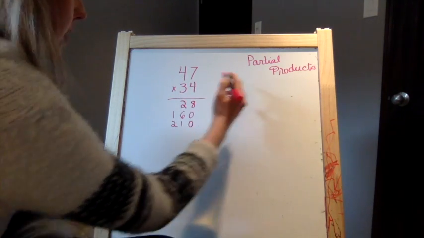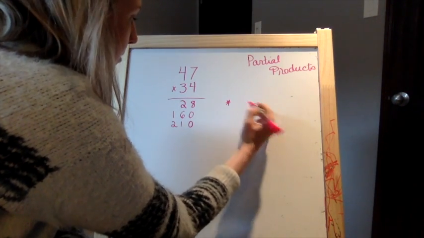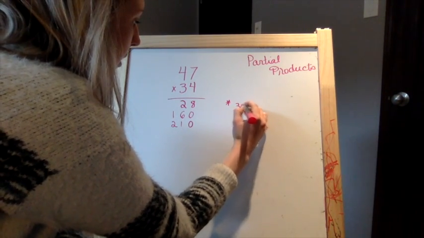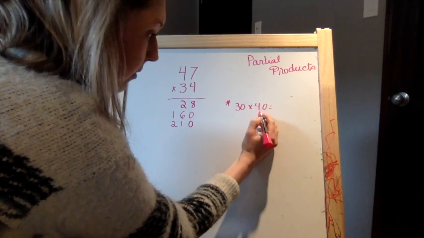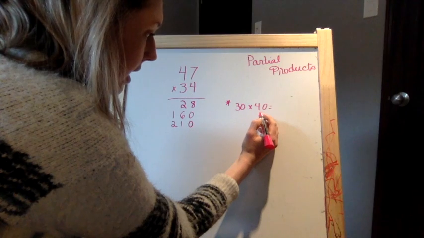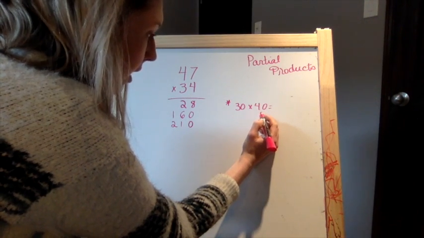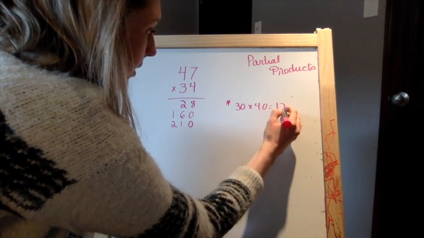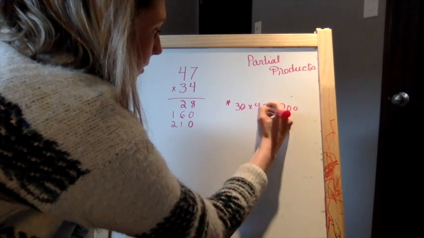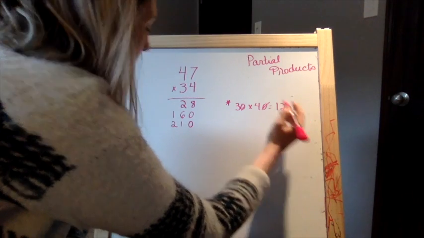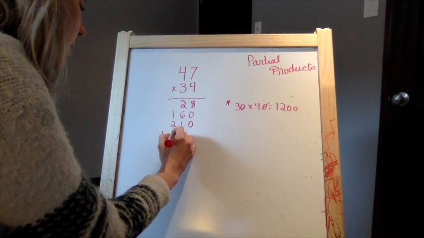And remember, just a little mini lesson over here. Remember when we were doing this, it would be the same as 3 times 4. So 3 times 4 is 12. And then you just add a 0 and a 0. So that's how you can keep your zeros straight. So it's 1,200.